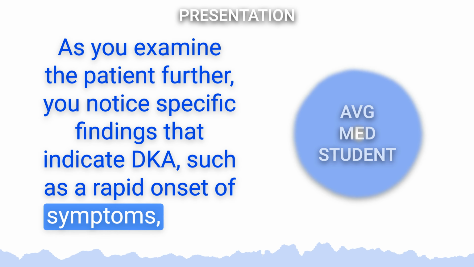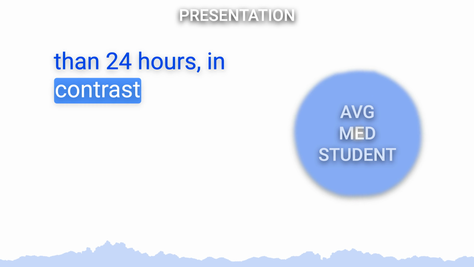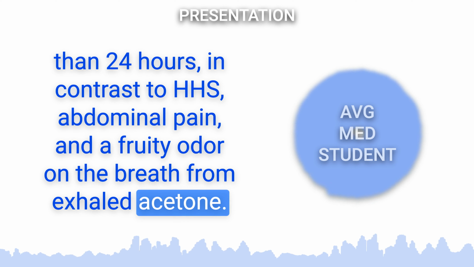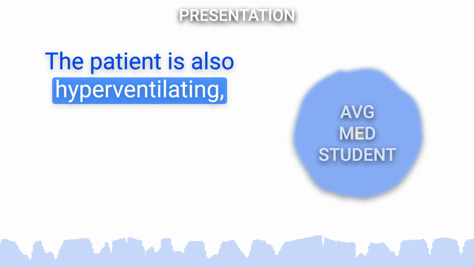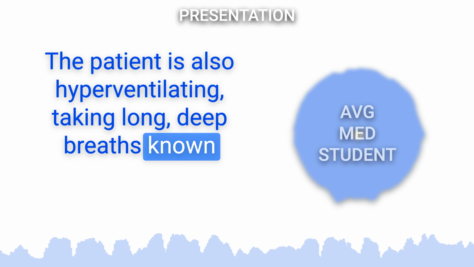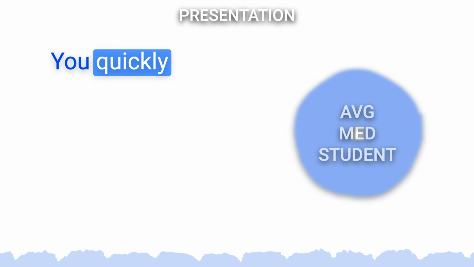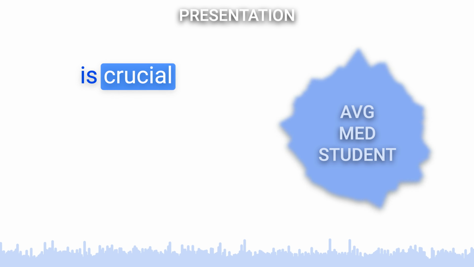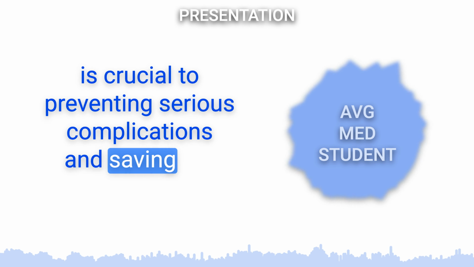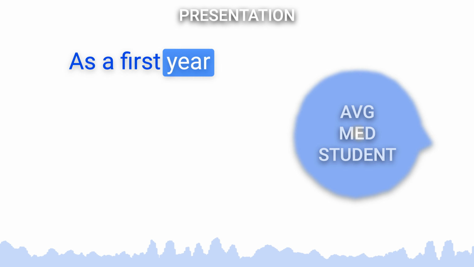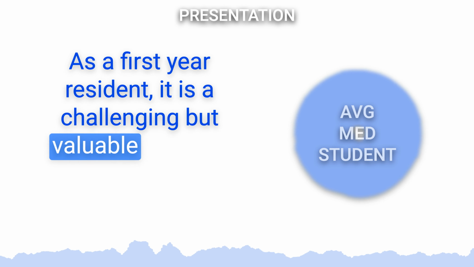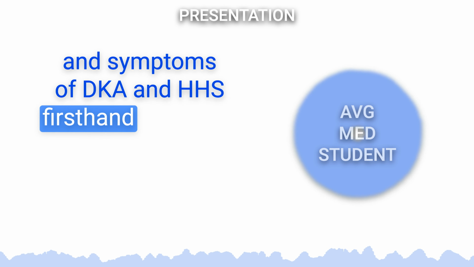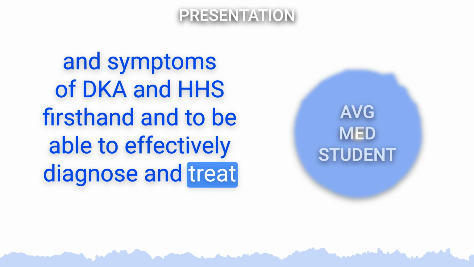As you examine the patient further, you notice specific findings that indicate DKA, such as a rapid onset of symptoms in less than 24 hours, in contrast to HHS, abdominal pain, and a fruity odor on the breath from exhaled acetone. The patient is also hyperventilating, taking long, deep breaths known as Kussmaul respirations. You quickly order lab tests and treatment for DKA, knowing that prompt intervention is crucial to preventing serious complications and saving the patient's life. As a first-year resident, it is a challenging but valuable learning experience to see the signs and symptoms of DKA and HHS firsthand and to be able to effectively diagnose and treat the condition.